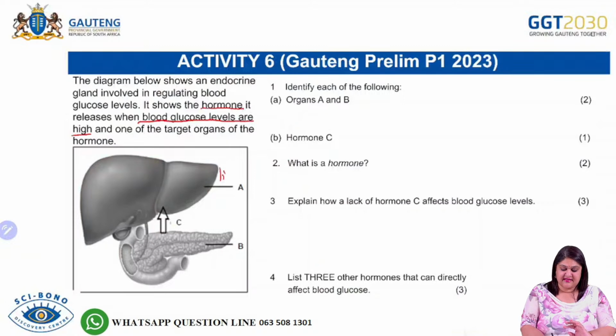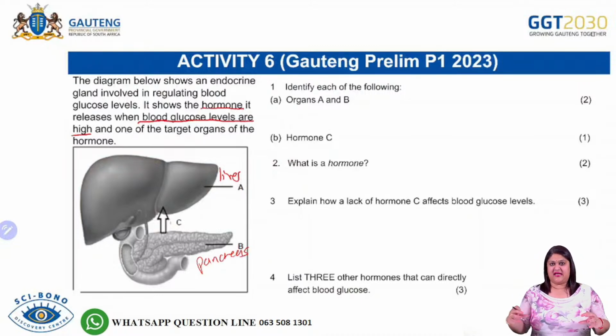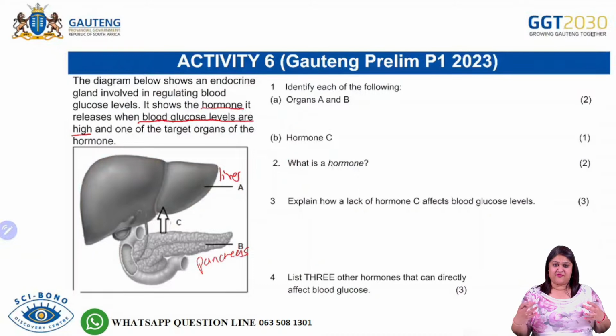We know that A is the liver. We know that B is the pancreas. Okay, if you didn't know, now you know, right? The pancreas looks a little bit like a long tree-like structure. Some people like to say that it looks like a vine of grapes. And then we've got this liver, which is this big structure, and you can see it's got different lobes.